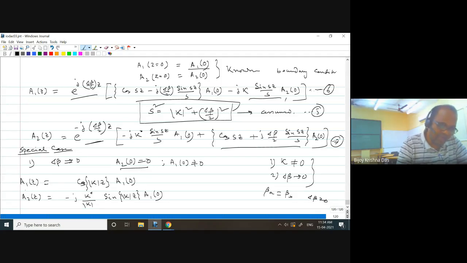That means if kappa is non-zero and delta beta equal to 0, A1z will vary. It will not remain A10 as it was originally; as it propagates, the power will actually vary as a cosine function. If kappa equal to 0, then this value is 1, meaning nothing changes as a function of z, and A1z will remain constant. But as long as kappa is non-zero, the power in waveguide 1 will be varying like a cosine function.